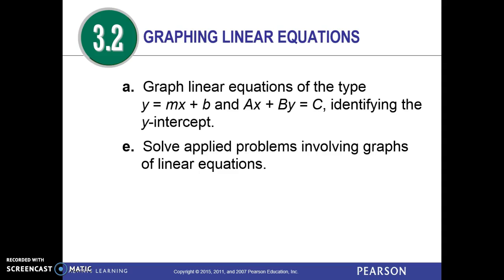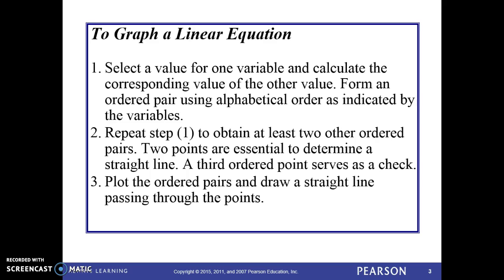The first thing they're going to show you is how to actually graph a linear equation. You select a value for one variable, and then calculate the other value for the other variable. You write them as an ordered pair, using alphabetical order, so usually an x and a y: x, y. You want at least 3 points. You have to have 2 points to create a line. That third point is a checkpoint, to make sure you're on the right track. Once you plot those ordered pairs, you just draw a straight line going through those points.